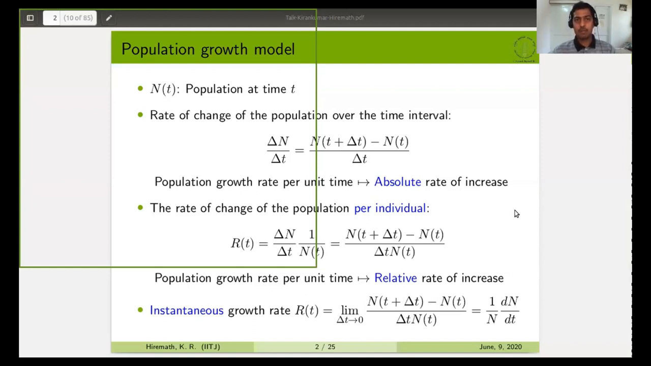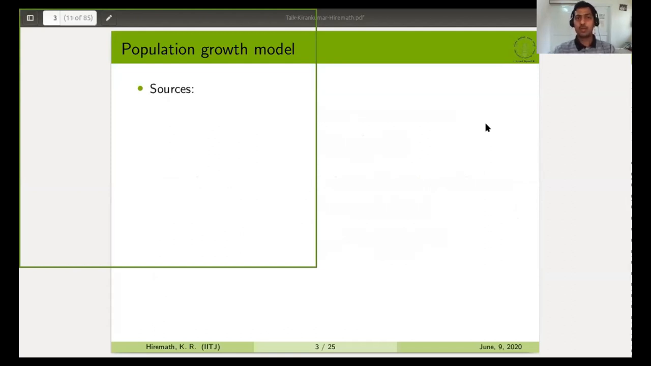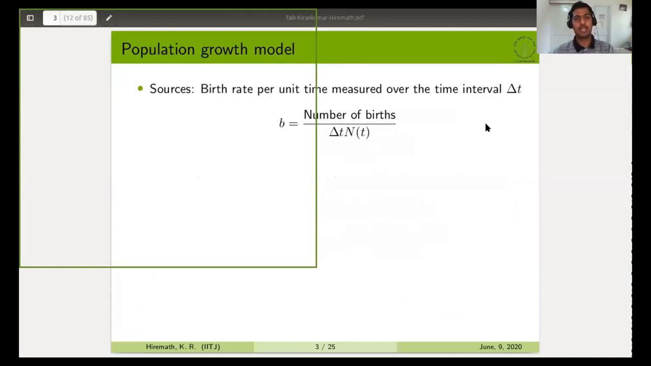Now, the most popular modeling technique of engineering science is the balance principle. For example, if population is increasing, it means something is driving the population. Instead of population, you can think of heat. If heat is increasing, there is some heat source. So we need to know what the source is. What are the sources for population growth? One of the simplest is birth. Due to new births, population increases. So the birth rate, measured over time delta t per unit population, is given by this quantity b, which is the number of births in time delta t per population N(t).